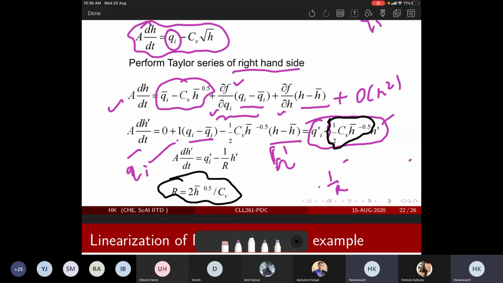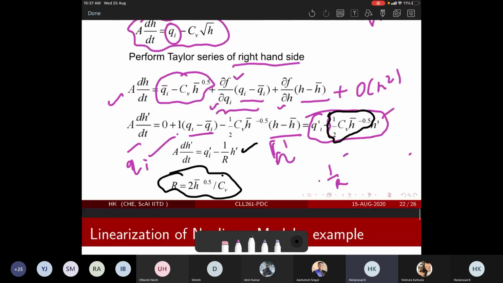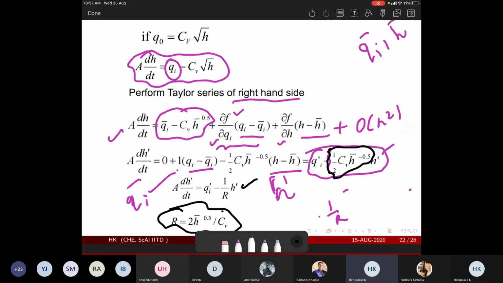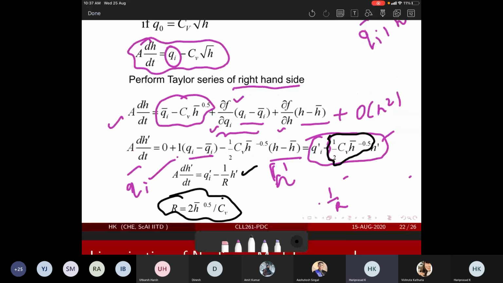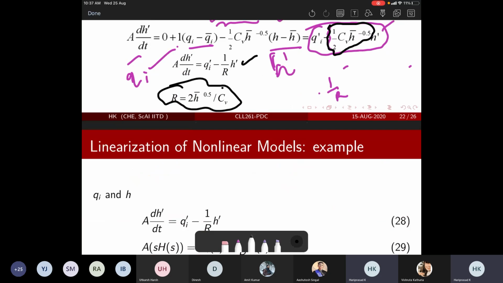Again, if you want to write it in the driving force by resistance form, it is A times dh prime by dt equals qi prime minus 1 by R, where R is this times h prime. Any questions here at the moment? Is this all okay to you? I hope there are no issues and we can move ahead.